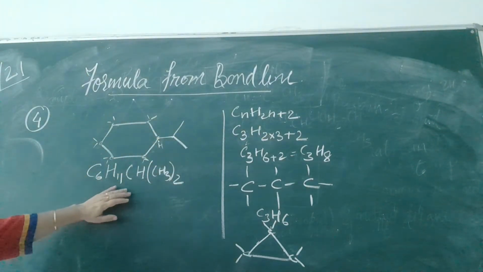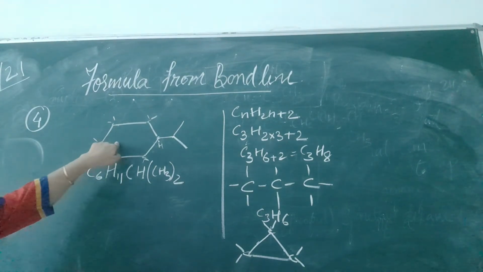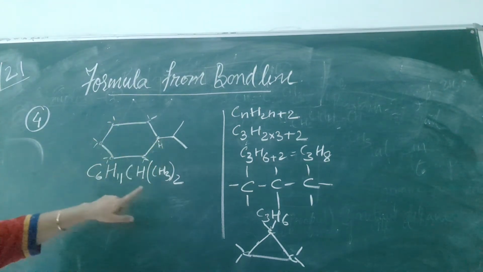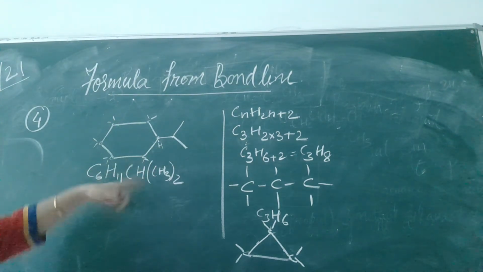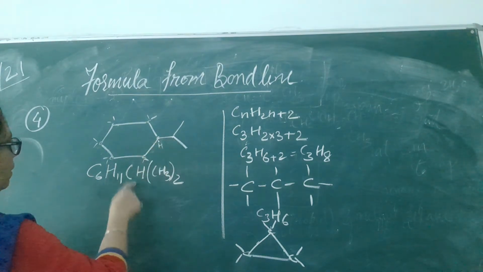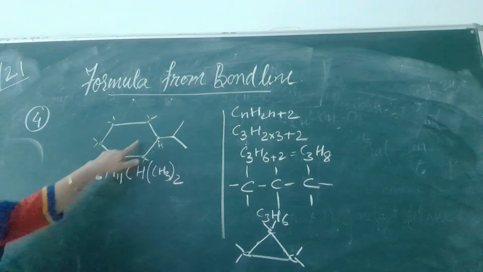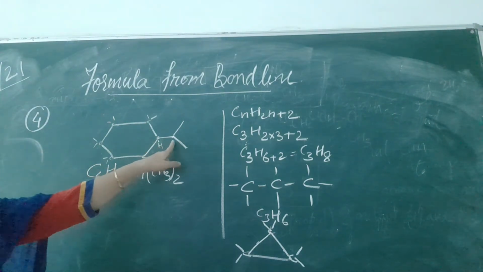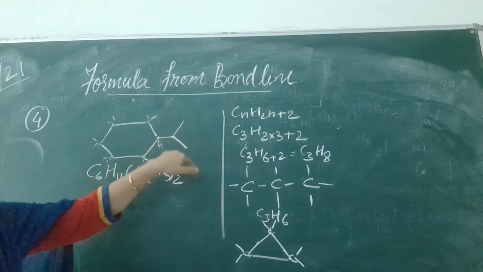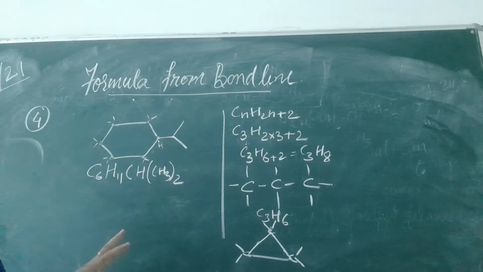So our condensed structure, or the actual formula of this compound, this bond line structure, is C6, this 6 carbon, having 11 hydrogens. Then this carbon has 1 hydrogen along with the 2 methyl groups. So in this way, you can write down the bond line structure.